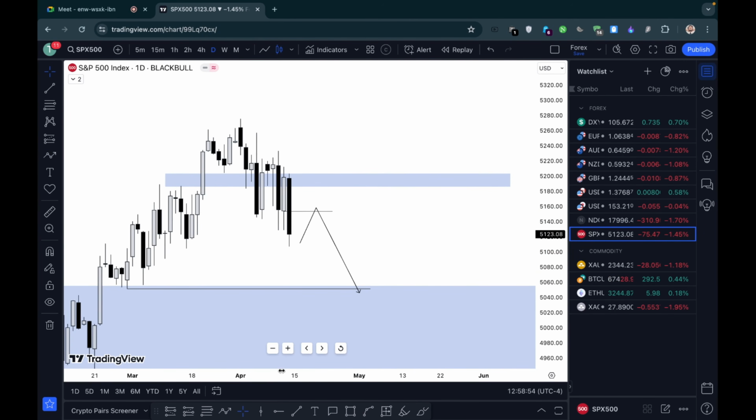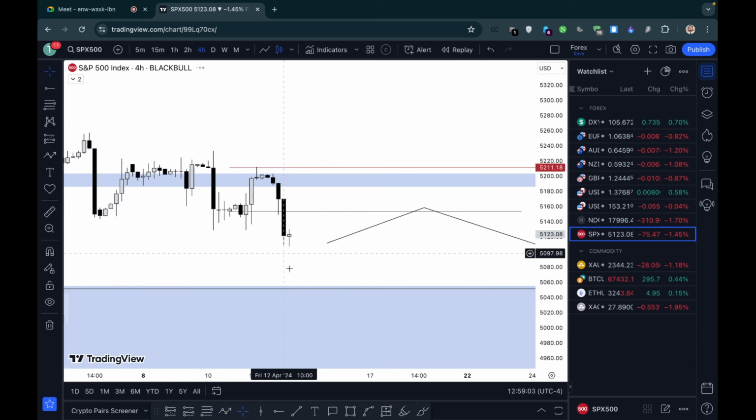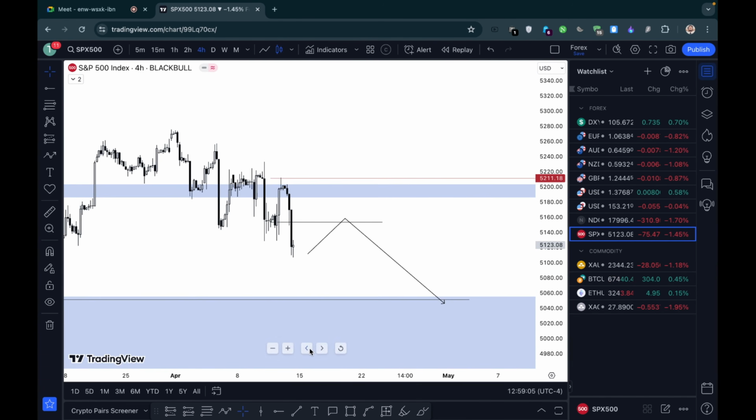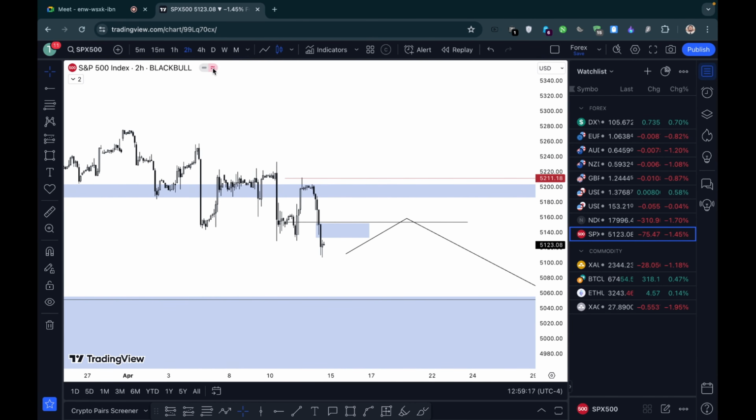It's pretty simple. My stop loss will go above this candle high, or the safest one will be the order block candle high. Let's see what we have in 4 hour. In 4 hour, we also have the fair value gap to confirm our idea. This fair value gap as well, but let's not trade this fair value gap. Let's see what we have in 2 hour. No, in 2 hour we also don't have a fair value gap.